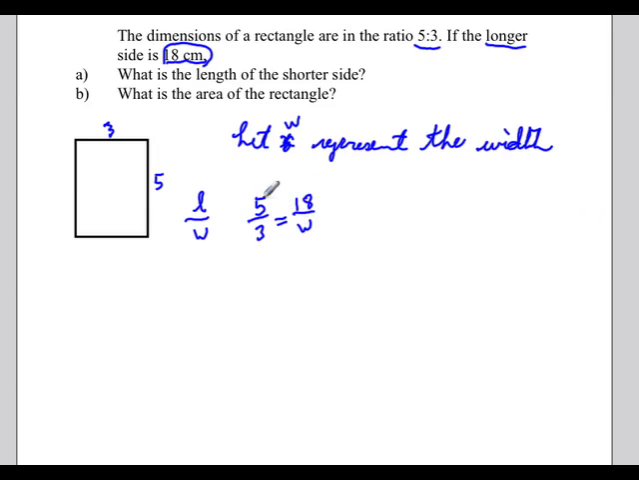And so now we've got a proportion. And so now we can cross multiply just like we did before. And we're going to get 5 times w. So when we cross multiply here, 5w is equal to 3 times 18. Well, 3 times 18 is going to be 54. And we divide both sides now by 5 to isolate the variable. So w is equal to 10.8. And the units are going to be centimeters because the length is given in centimeters.